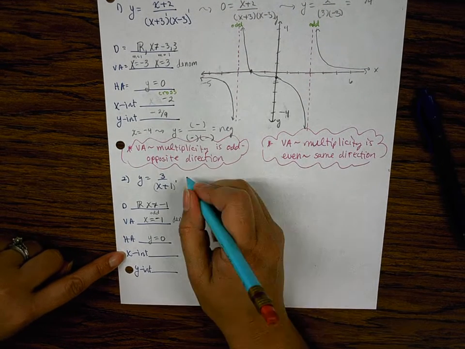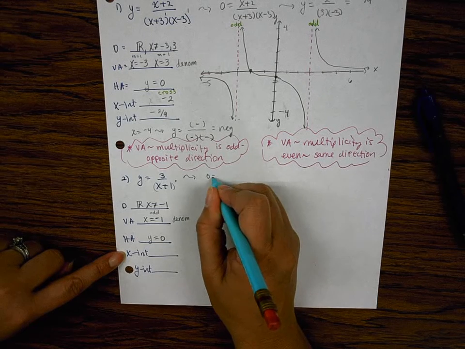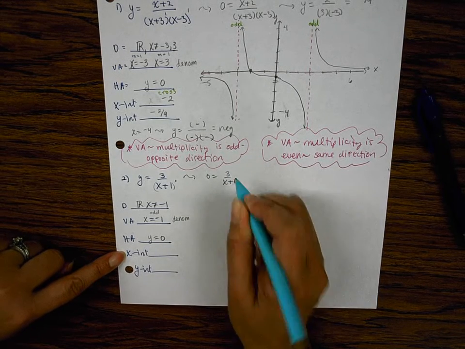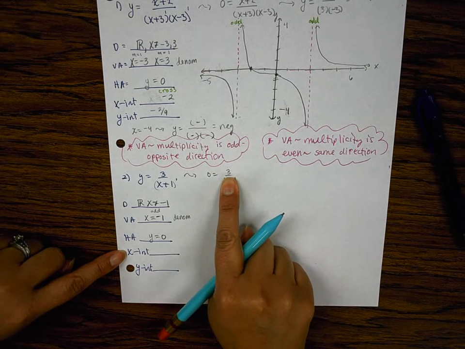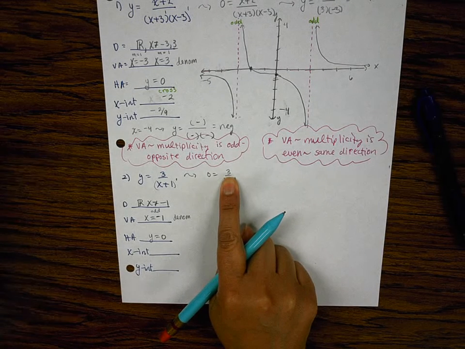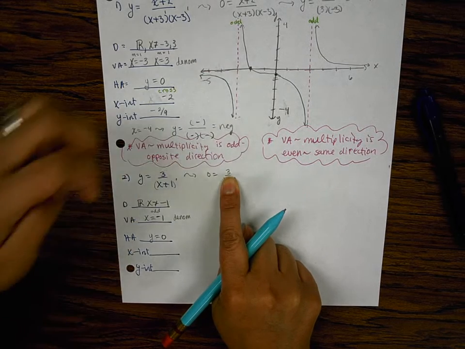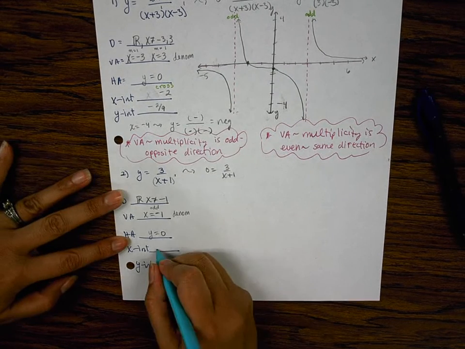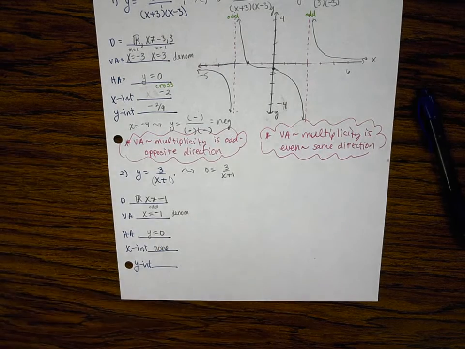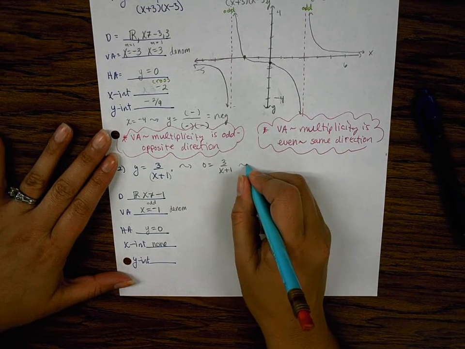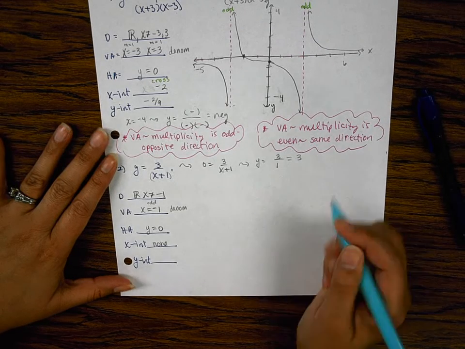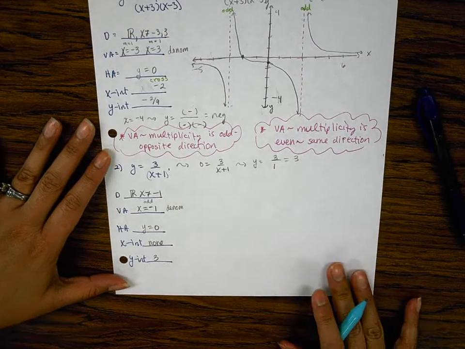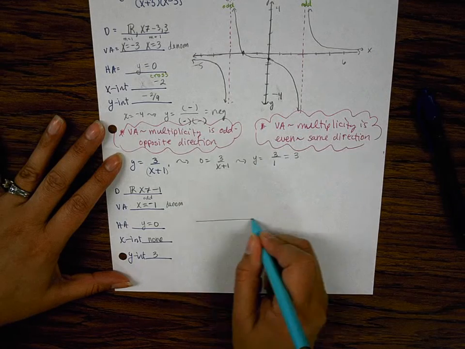X-intercepts, I set the equation equal to 0. 0 equals 3 over x plus 1. When I multiply both sides by x plus 1, this is gone, leaving behind 0 equals 3. 3 by itself cannot equal 0. So there are no x-intercepts. Y-intercept, you plug in 0, so you have y equals 3 over 0 plus 1, which is 3. Okay, let's try to graph this.